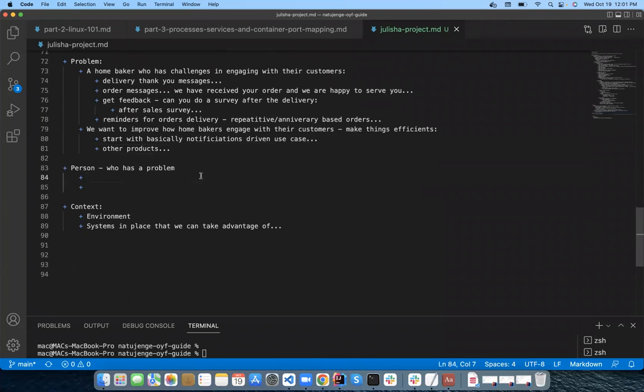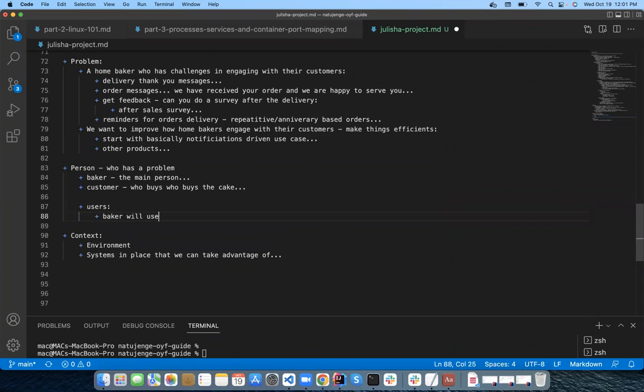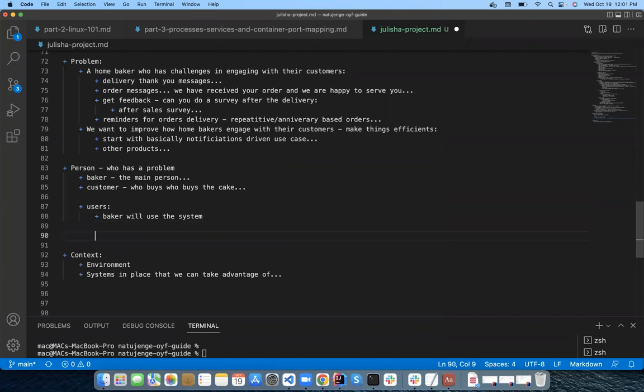Now, the person that we have to consider is the baker, the main person. But we also have to consider the customer who buys the cake. Now, I'm getting into another space. You have to identify the users that you're going to look at. So who will be the users of the system? The baker will use the system. And the customer will also interact with the system.